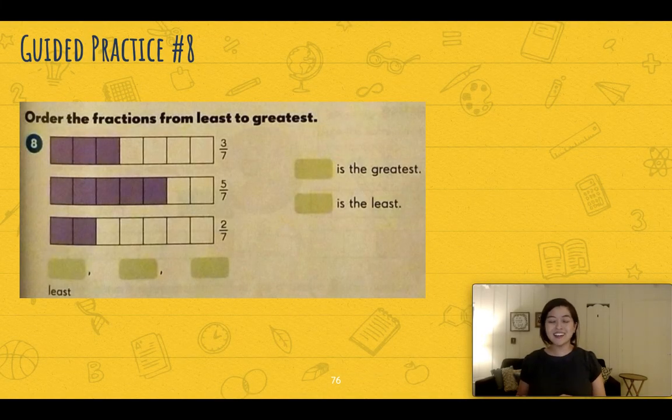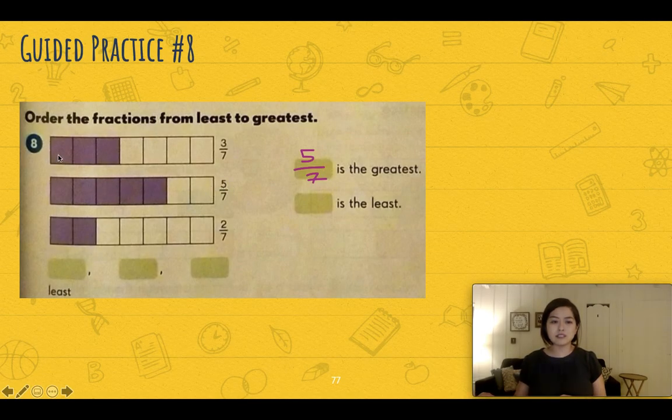Hi again. Alright, let's order these fractions. So they drew the model for you, and which one looks like the greatest? It's the one that's shaded the most, which is this middle bar here. So that's 5/7 is the greatest.